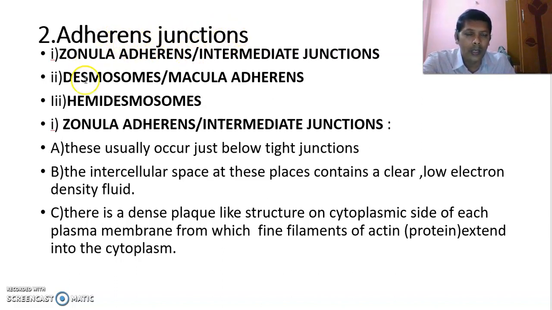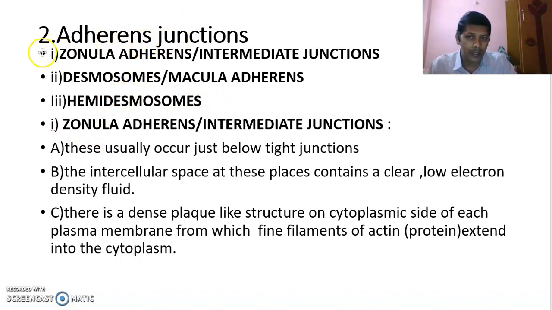Adherens junctions are divided into three types. Zonula adherens is not given in the textbook, this is additional information. The three types are: zonula adherens, which are intermediate junctions; desmosomes, which are macula adherens; and third, hemidesmosomes. These are the three types of adherens junctions.